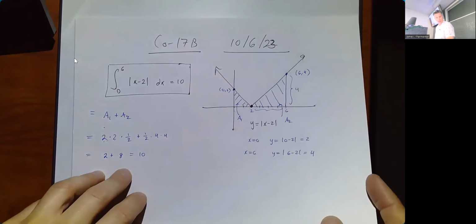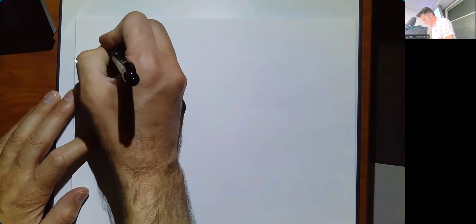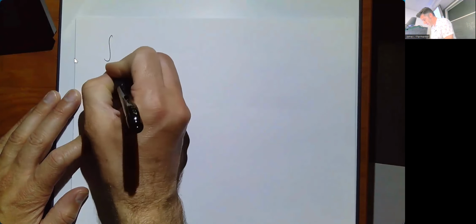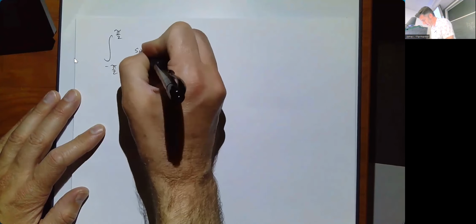All right, let's look at a couple more examples in this vein, and then we will start talking about the fundamental theorem of calculus. So let's look at two more examples, maybe at least two. Let's say I want to find the integral from negative pi over 2 to pi over 2 of sine of x dx. And again, I'm going to draw a picture.